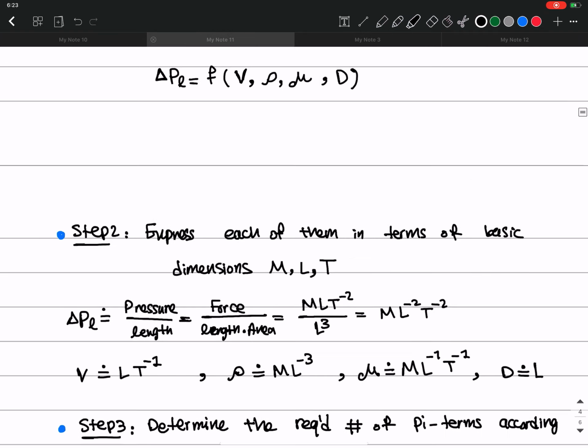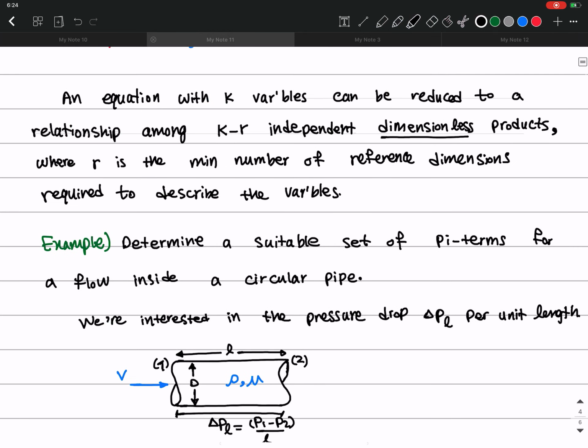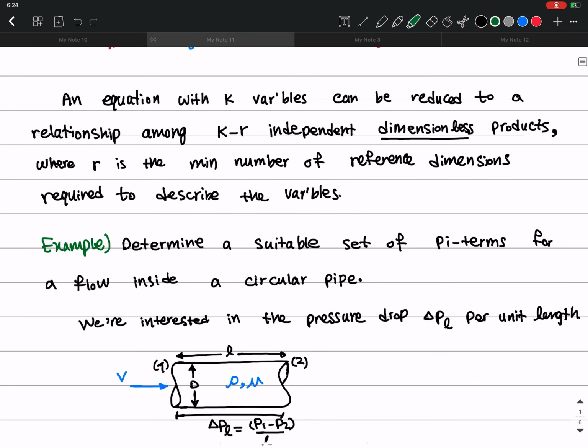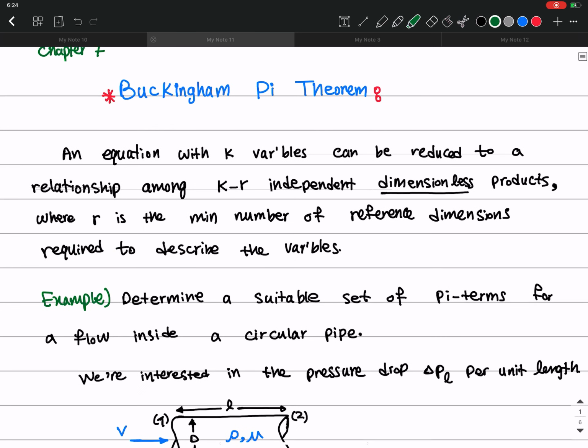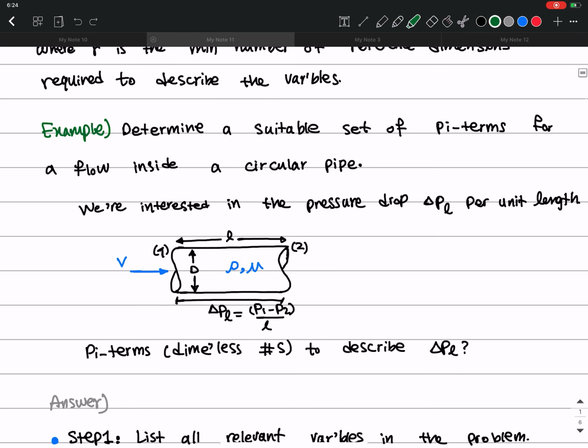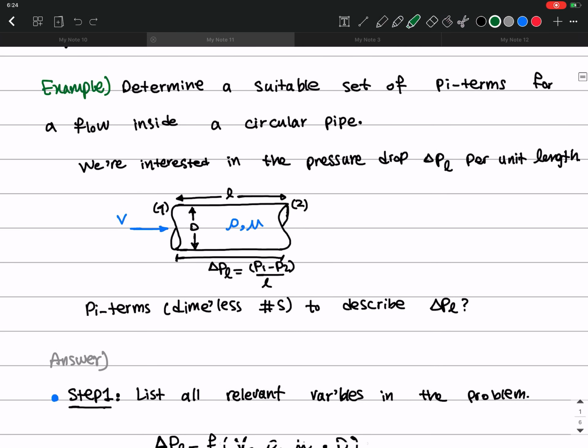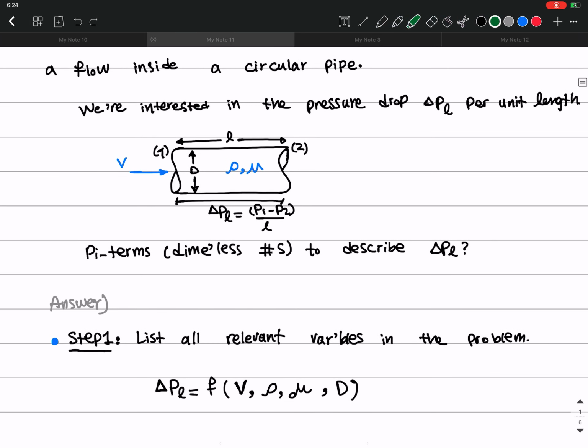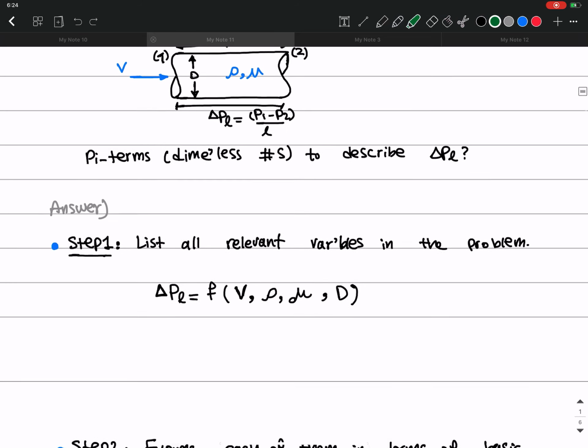So let me briefly overview what we learned today. So today we talked about the Buckingham pi theorem, which states that an equation with k variables can be reduced to a relationship among k minus r independent dimensionless products, where r is the minimum number of reference dimensions required to describe the variables, okay? Then we solved an example. We wanted to find the pressure drop in this pipe. And then we had all these dimensions, L, D, also the density, viscosity, and velocity of the fluid.